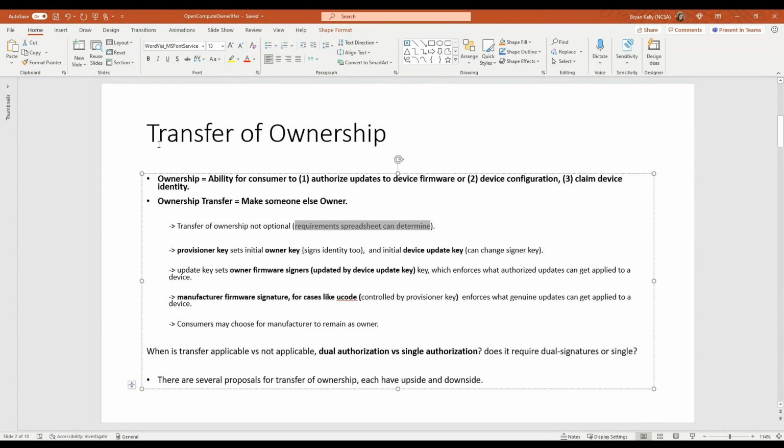Yeah. I can control the method by which an insider in my organization needs to obtain that signature. Does that make sense? Yeah.